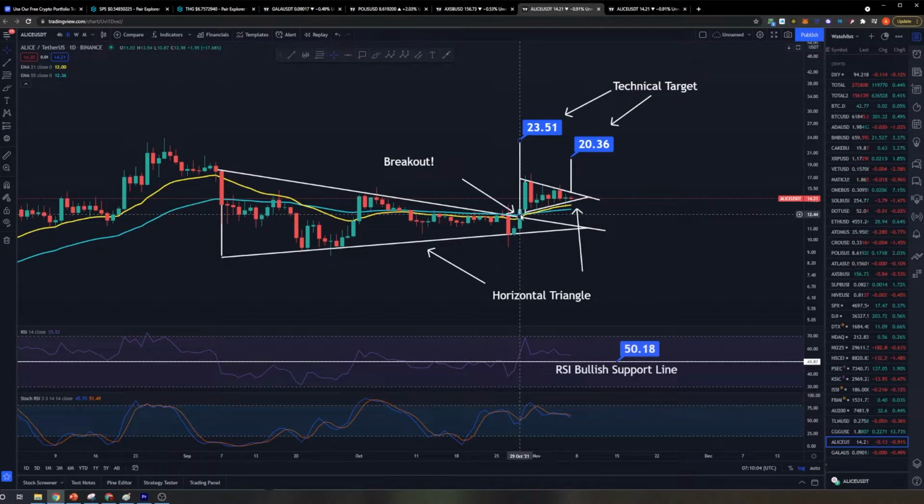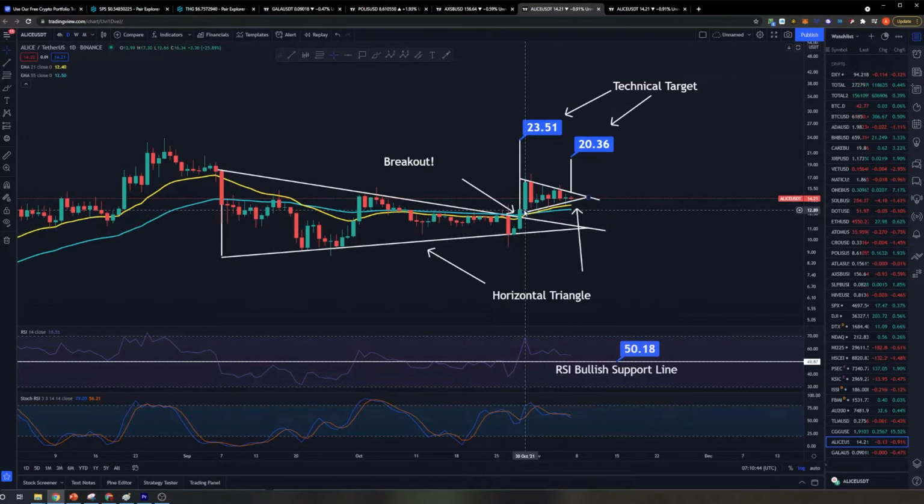And when it broke up to the upside, we now have technical targets to the upside that the price action would go to. In this case, the technical target for this break is 23.51. How do I know that? The technical target is usually the height of the horizontal triangle overlaid on the breakout. So this is your technical target for this triangle.